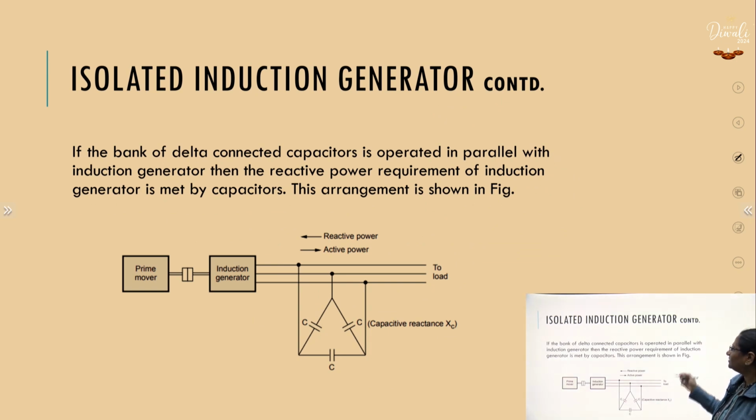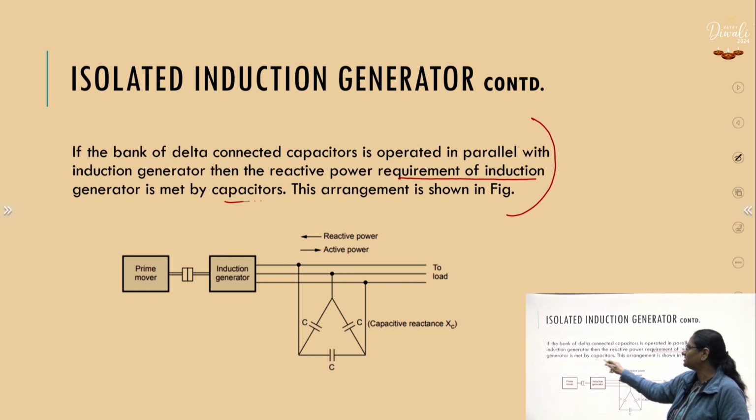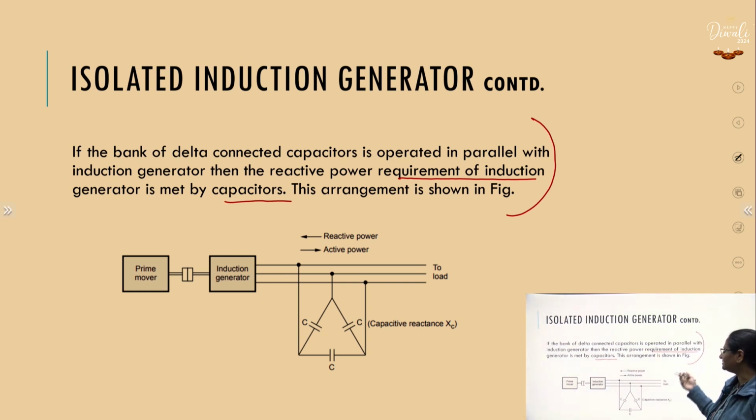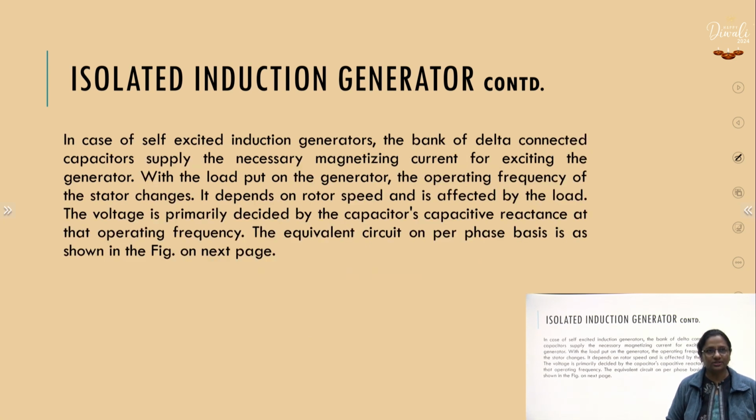If the bank of delta connected capacitors is operated in parallel with the induction generator, then the reactive power requirement of the induction generator is met by the capacitor. The arrangement is shown in the figure, but the initial voltage buildup is only due to the residual magnetism present in the magnetic circuit of the machine.